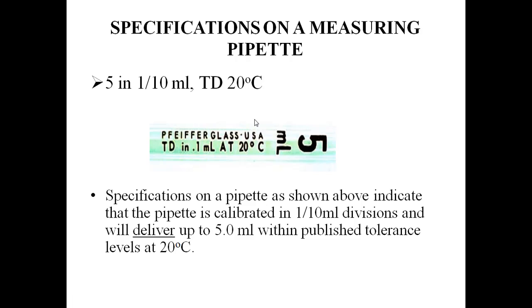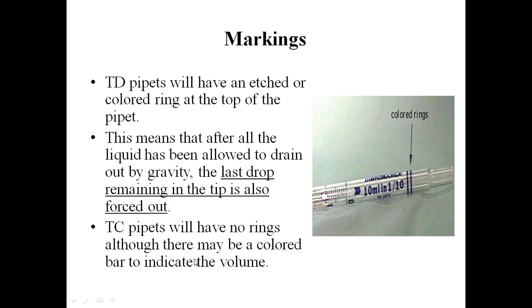Specifications on a measuring pipette: you can see a 5 ml pipette has a specification of 1 by 10 ml, TD 20 degrees Celsius. It means that the pipette is calibrated in 1 by 10 ml divisions and will deliver up to 5 ml of volume within the published tolerance levels at 20 degrees Celsius.